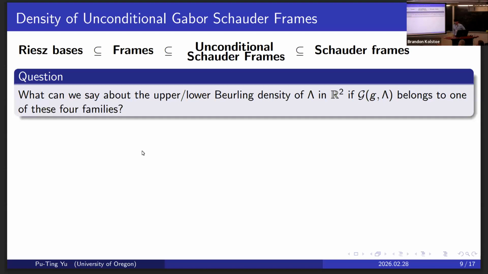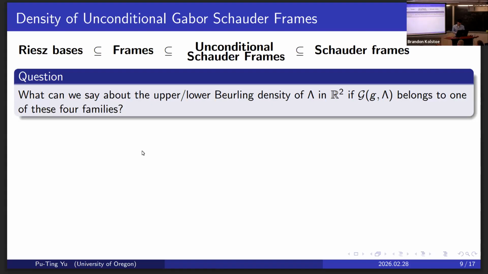So now I can make my question very precise. What can we say about the upper and the lower Beurling density of this set of time frequency shifts in R2 if the Gabor system belongs to one of these four families? So of course, I'm going to start from the very left, the Riesz basis, and then frames, and unconditional Schauder frames, and then Schauder frames.